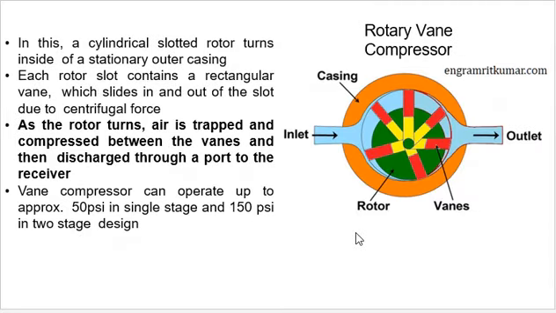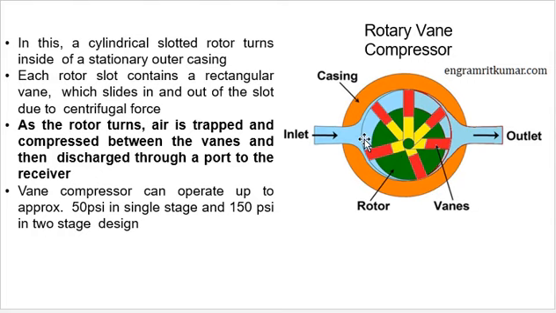Then the next one is the rotary vane compressor. In this, the cylindrical slotted rotor runs inside the stationary outer casing. So this is the stationary outer casing, the orange portion. This green portion is the rotor and the red portion is the vanes. The vanes are compressed and decompressed: compressed at the outlet portion and decompressed at the inlet portion.